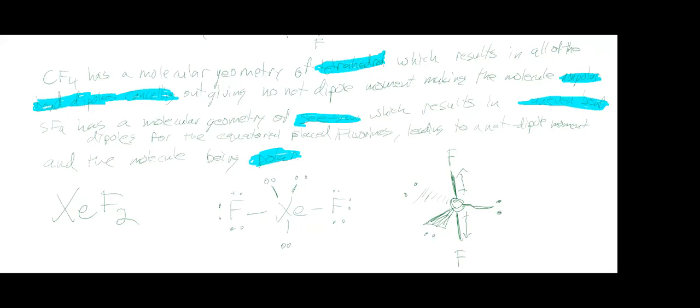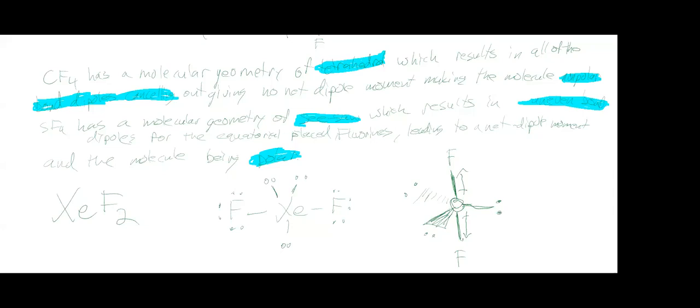Because the three lone pairs in the equatorial position cancel each other out with their dipole moments. They all cancel each other out. And then the two fluorines cancel each other out as well.